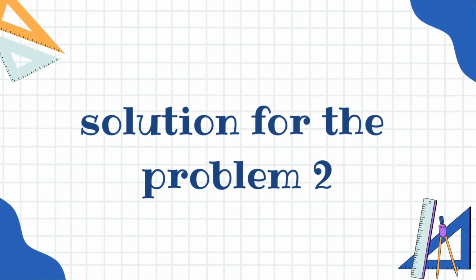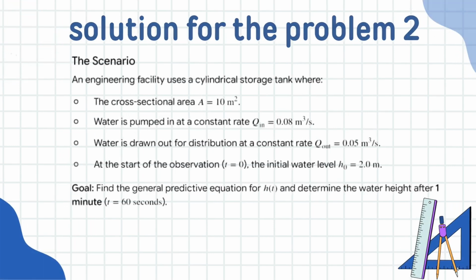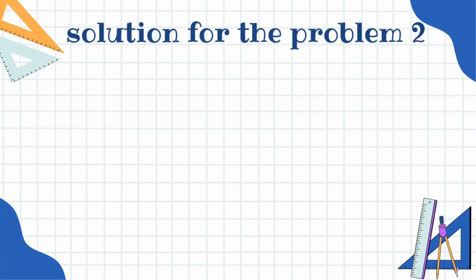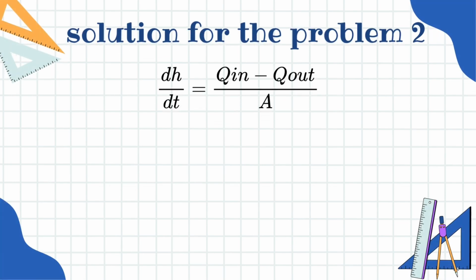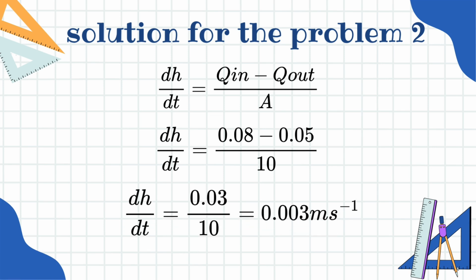Now, let's apply actual physical constraints to this mathematical framework to solve a practical problem. The scenario: to solve this problem, the first step is to substitute the constants into the general ODE using our formulated equation from part 1. dH/dt = (0.08 - 0.05)/10, and dH/dt is 0.003 meters per second. Because Q_in is more than Q_out, the derivative is positive. This tells us the water level is rising at a constant rate of 0.003 meters every second.